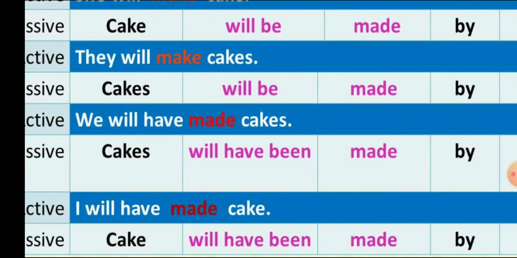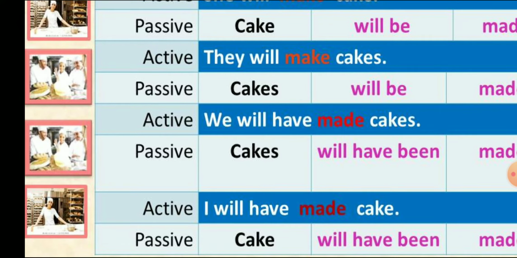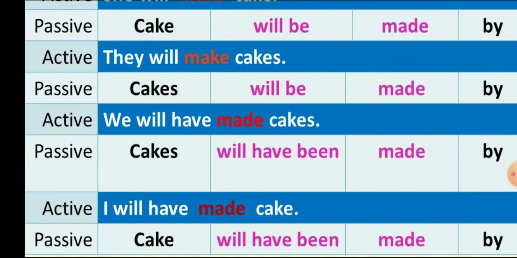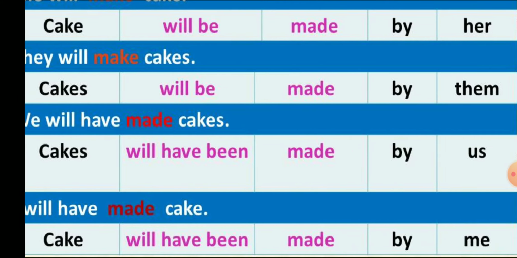Next, I will have made cake. So again, this is also in future perfect tense. Identify the subject and object. I is subject and cake is object. Interchange the subject and object. Cake will have been made by me. The objective case for I is me. So we have written the object in passive voice as me.